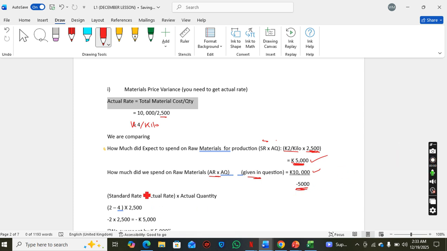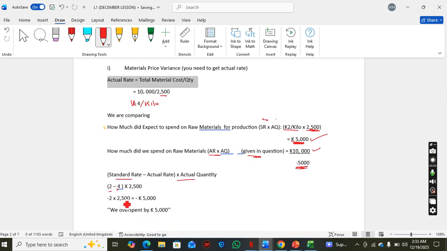Okay, if we use the formula, same thing: your standard rate, which was 2 kwacha, minus our actual rate, which was 4 kwacha, multiplied by the actual quantity, 2,500. When you do your multiplication, negative 2 times 2,500, you get negative 5,000. As I said, when it's standard minus actual, negative is bad, adverse. Positive is good.